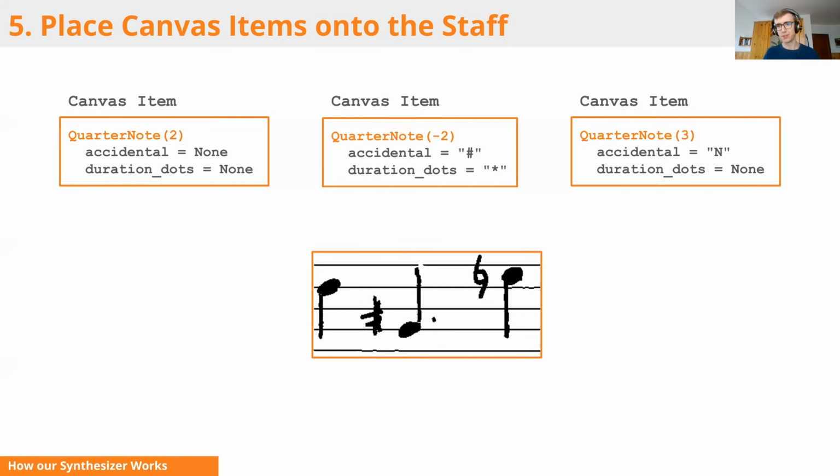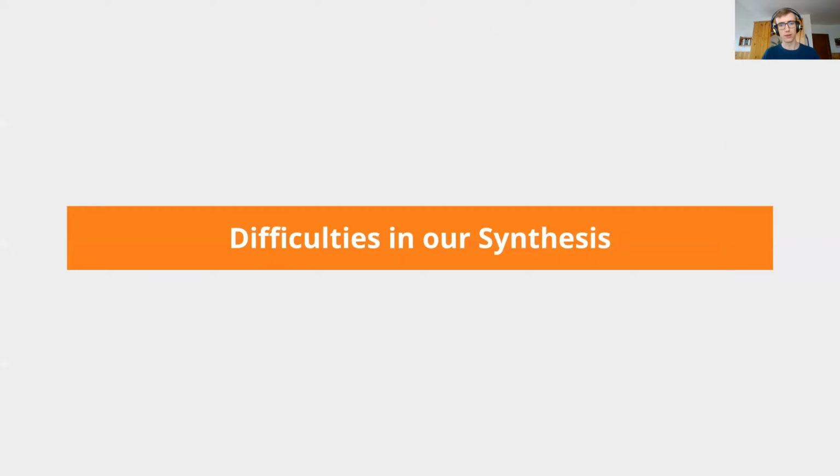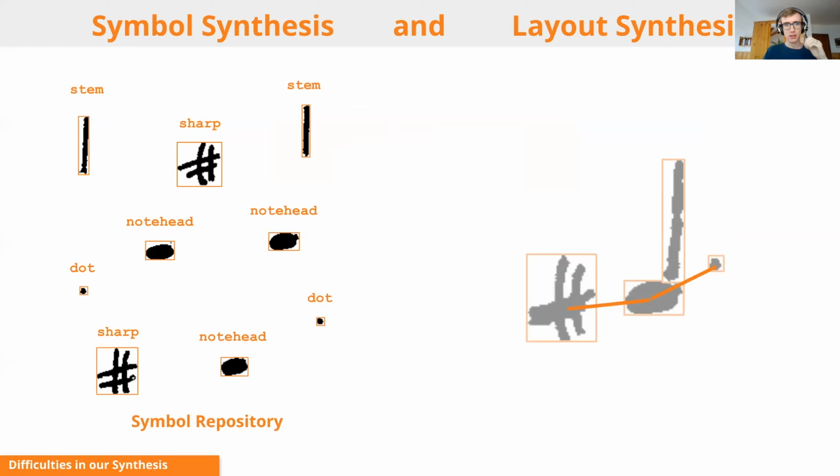And that's how the final image is produced. Now, what's difficult about this way of synthesizing images? Well, the synthesis can be understood as having two parts.